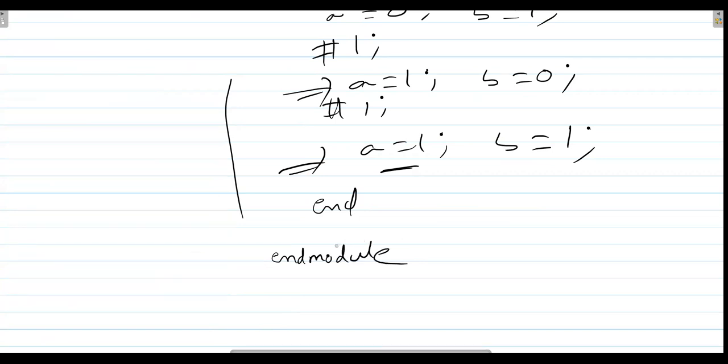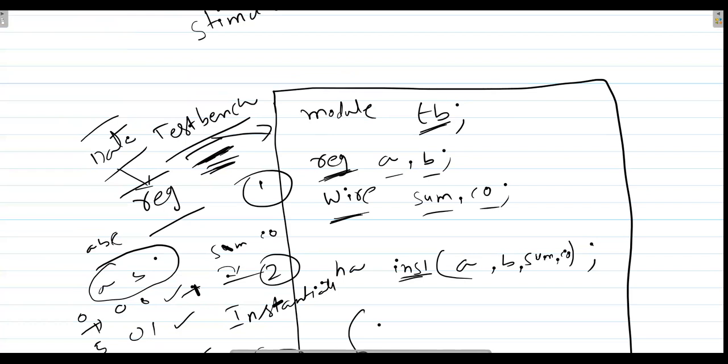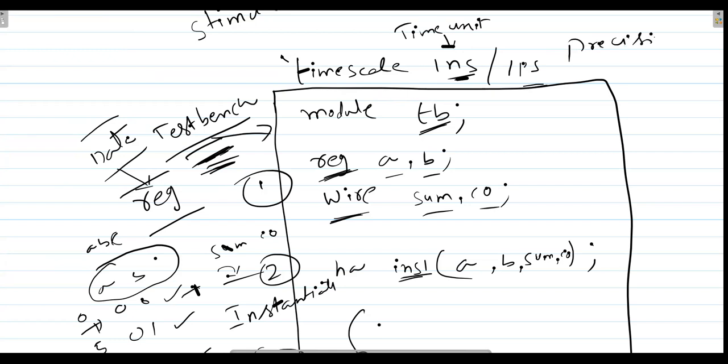So like that. Now about this delay, we have to tell the compiler to use this delay like this. Use this delay with a backtick timescale 1 ns slash 1 ps. This is the time unit. Your time unit means that the scale will be in nanoseconds now. This is the precision, the time precision.